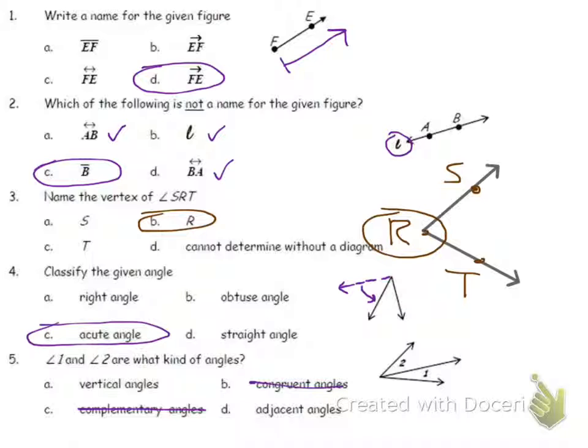So it's pretty much between adjacent angles and vertical. Now, adjacent angles share a vertex, which they do have, and they share a side, which is that ray in between them. So I'm going to go with adjacent. For them to be vertical, angles 1 and 2 would have been drawn in that fashion.